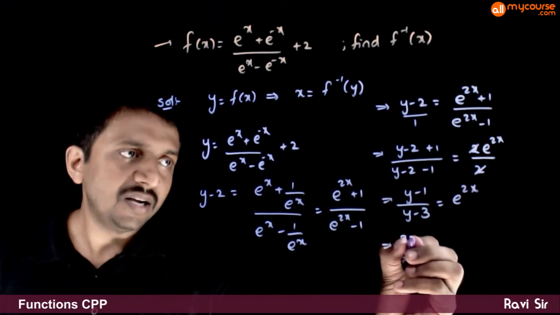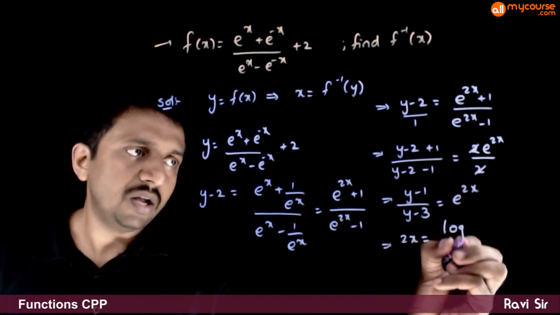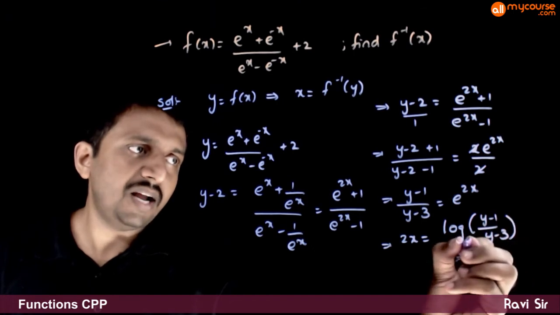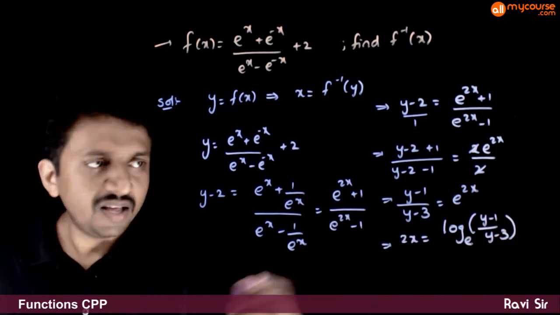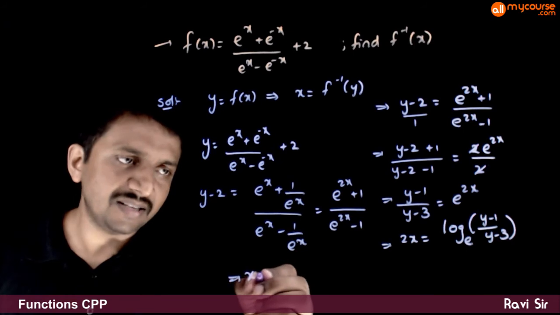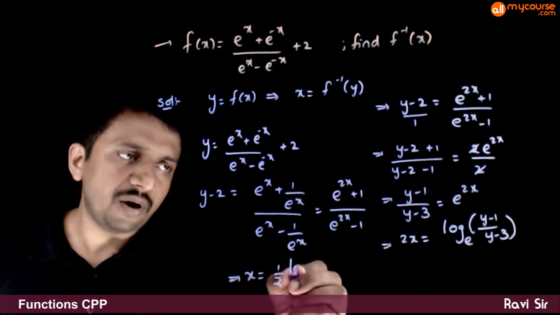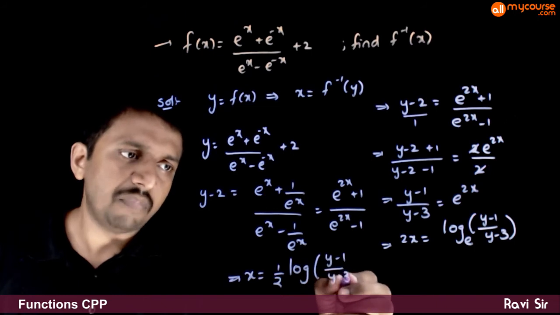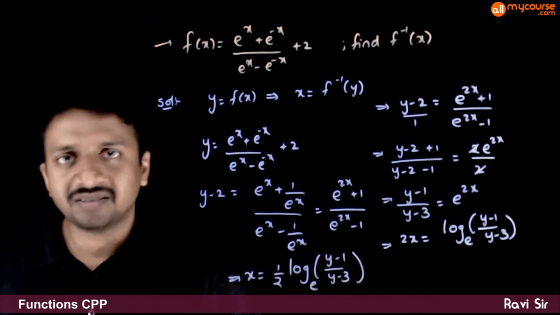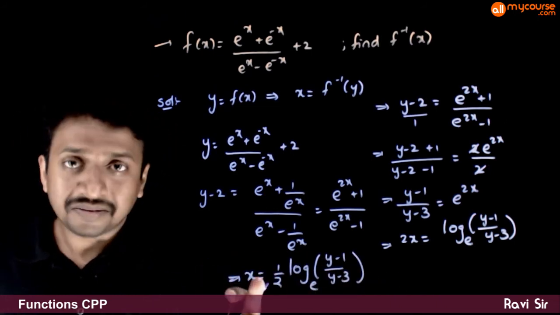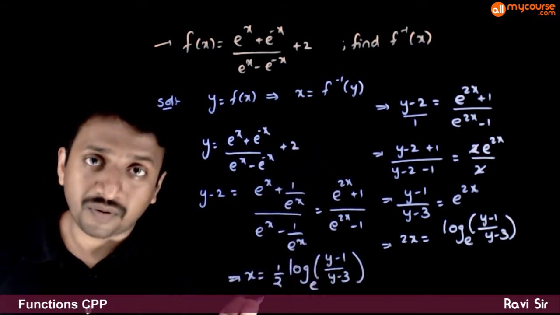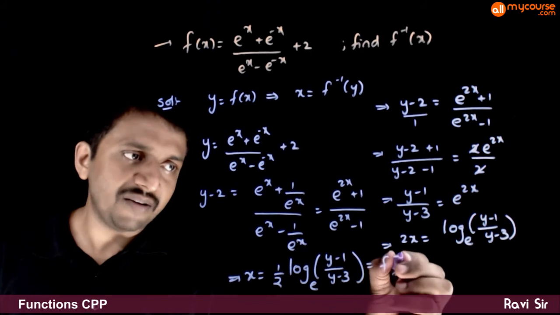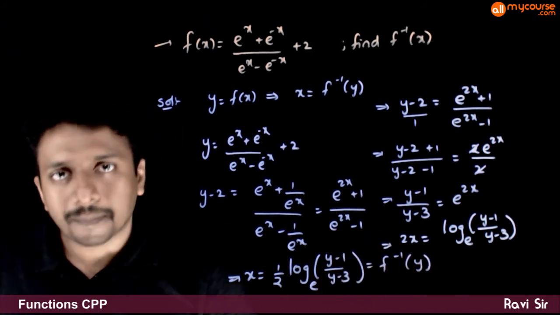This implies 2x is equal to log of (y - 1) / (y - 3) to the base e. And finally, this implies x is equal to half of log of (y - 1) / (y - 3) to the base e. So we got what we wanted, x in terms of y. This is nothing but f inverse of y.